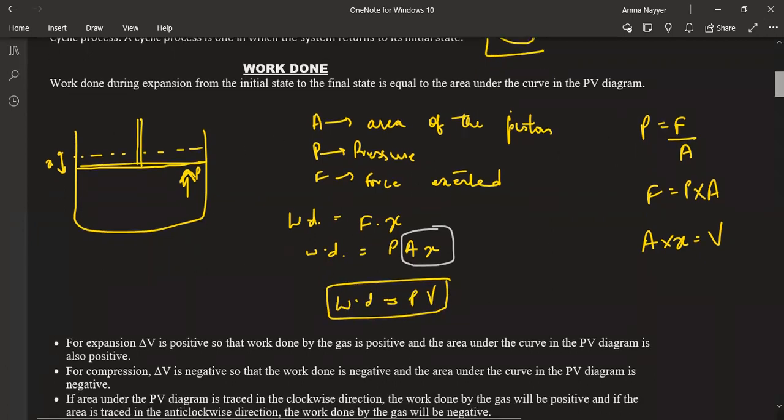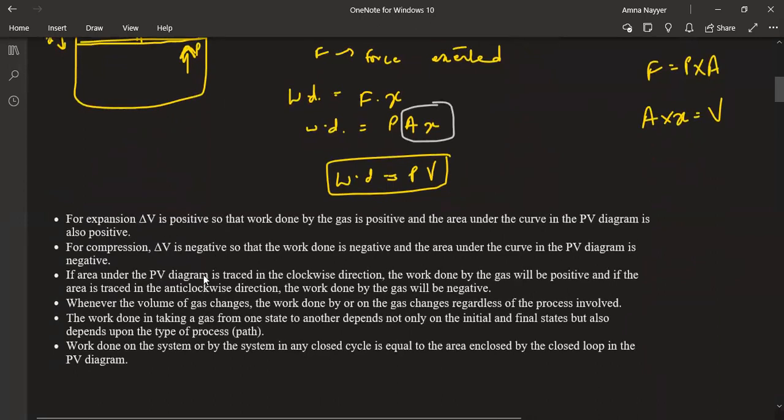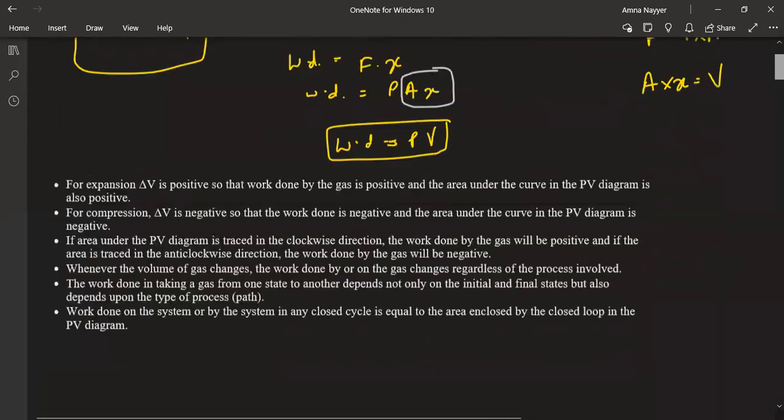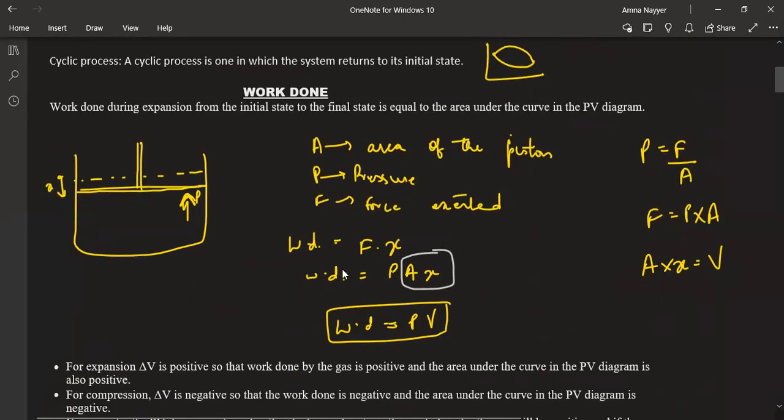These points you have already noted down, class. For expansion, for compression, all these points, area under this, you have already noted down. So just note down this derivation part, just this part.